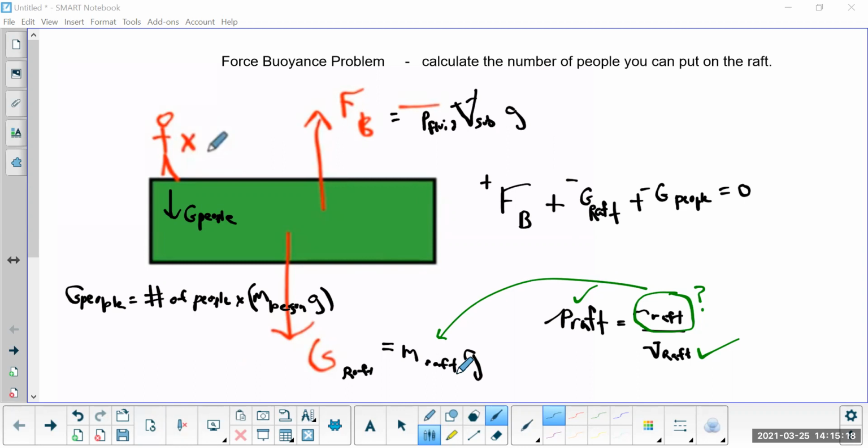All right, Haley, I'm trying to help you out with the buoyant force simulation. So I'm going to talk you through that idea. Hopefully you're going to be able to see this screen, which I'm pretty sure you will. But this is the first one. So it says force buoyant problem.